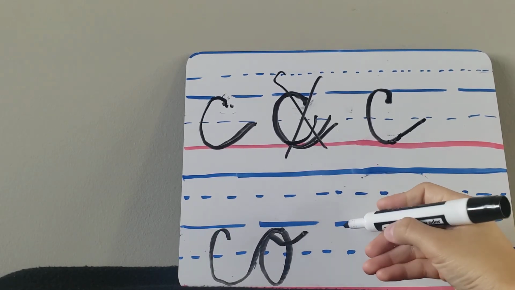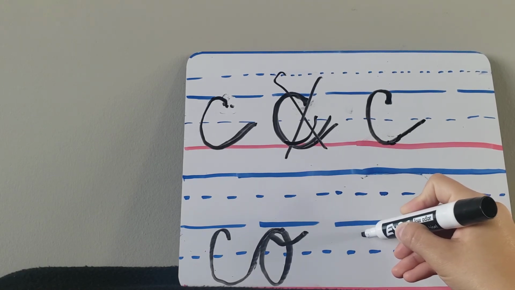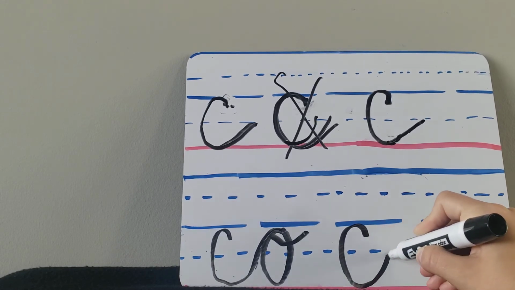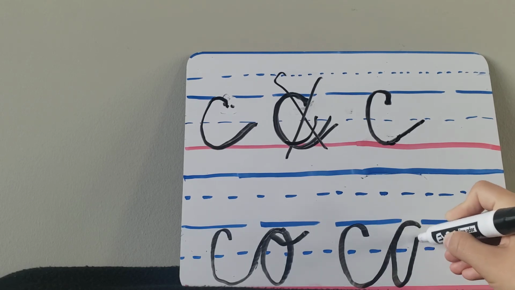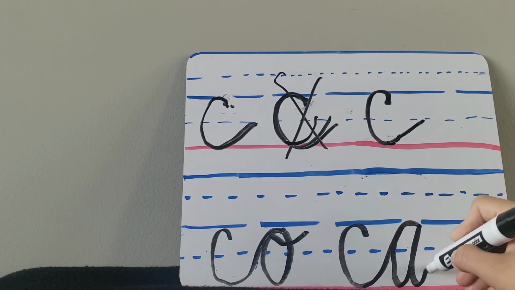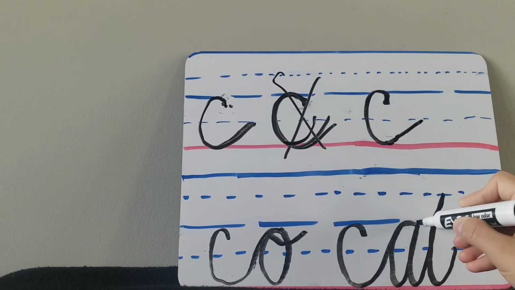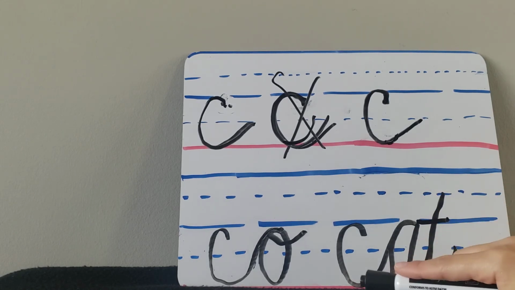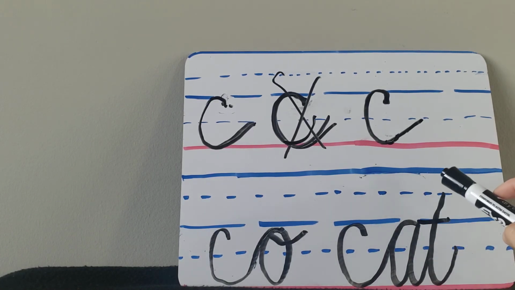Same with CA. I have to start C right under the middle line, go up to the middle line, down to the red carpet, and then I'm going to write the word cat. Just like that, okay? And then I pick up my pencil and I finish it off. So remember, if the letter starts at the middle line, you have to go all the way up to the middle line and then write the letter, okay?